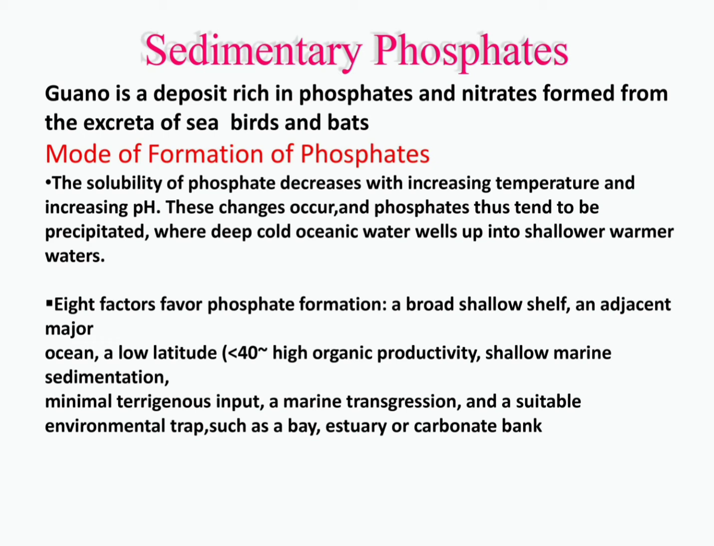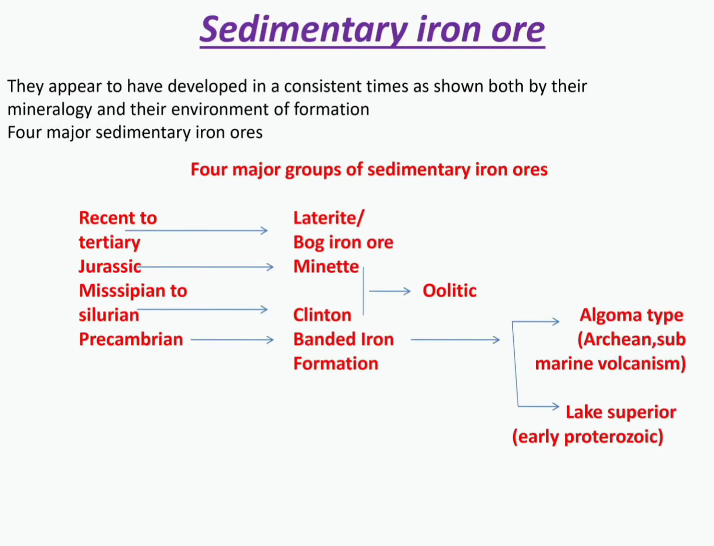iron ore. Now the iron ore occurs by igneous as well as sedimentary processes. So here we will be discussing the sedimentary process only. Now when you look at their mineralogy and the environment in which they formed, this will help you to know what the conditions were at the time they were deposited. And now you will see that there are 4 major groups of sedimentary iron ore.